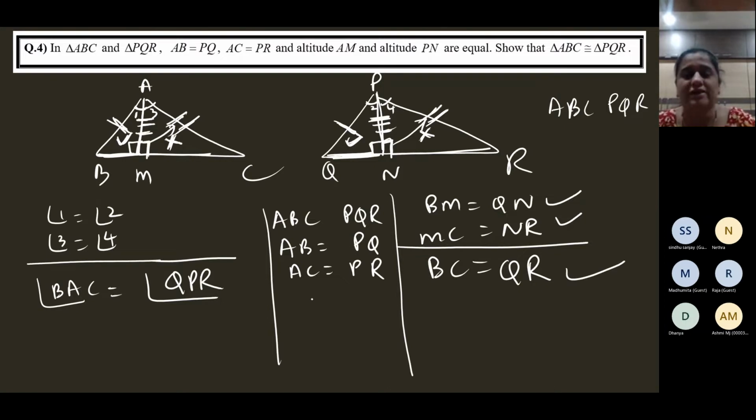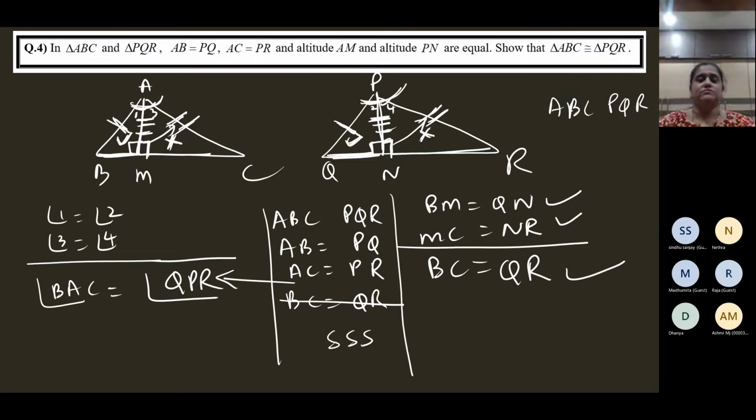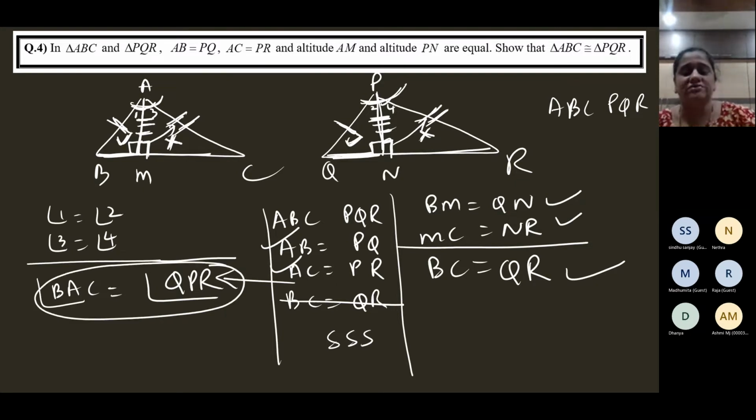Now, if you have written this, you write this. BC is equal to QR. So that will make SSS. Or if you write this one, it will be SAS, because you're saying this angle is equal to this angle. You have to write these two. And if you have found this, it will make SAS. If you found this, it will make SSS. That's what I've done here.